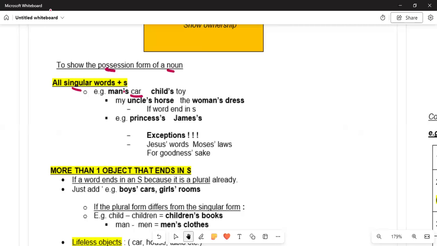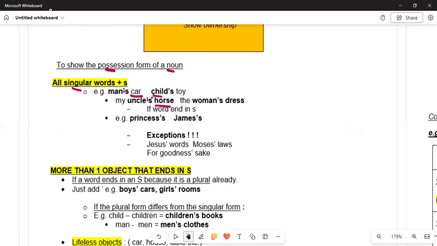The second example: the child's toy. Can you see the child? It is a noun here, and the use of the apostrophe ensures that it shows possession of the toy. So this is the child's toy. Another example is my uncle's horse. Can you see there is an apostrophe here? It shows that the horse belongs to the uncle. I hope that is very clear.